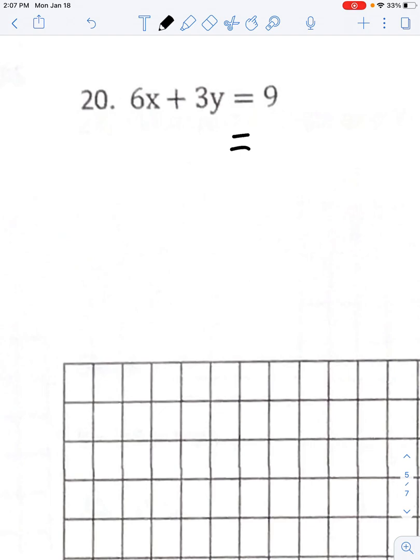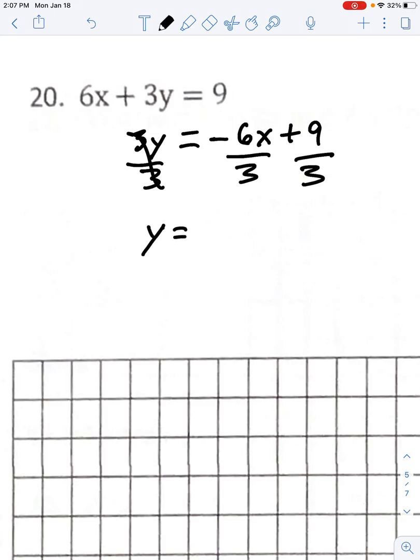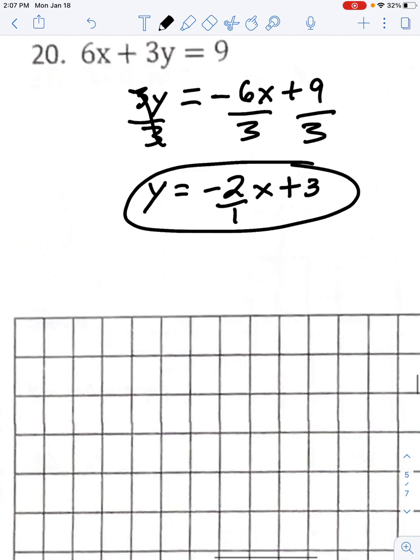So step number 1, take the x, move it to the other side, and change the sign. Step number 2, drop the y down and drop the number down. Step number 3, divide all the way across. Okay, so you get y equals negative 6 over 3 is actually negative 2 over 1 x. All right, and then 9 divided by 3 is 3. You don't technically have to put the 1 on the bottom here. It's understood, but you can if you want.